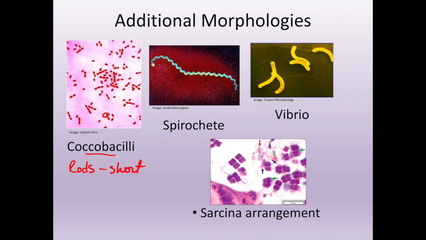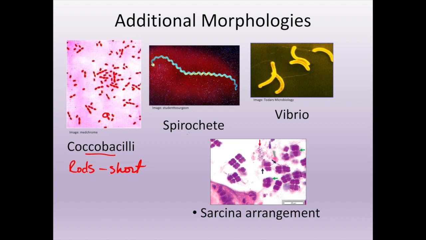So when you look into the microscope and you see something that's kind of oval shaped and you're looking at it going, I don't know, is that a rod? Is that a cocci? 9 times out of 10, it's what's called a coccobacillus. That particular morphology is kind of in between a true bacillus and a cocci.